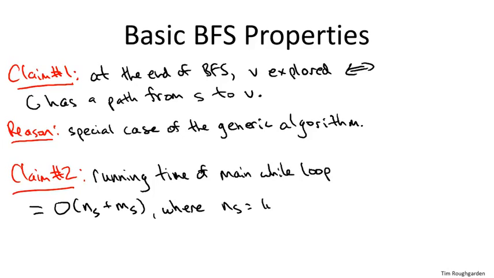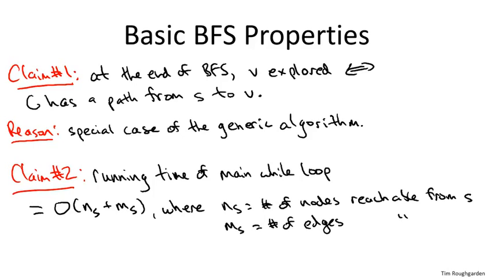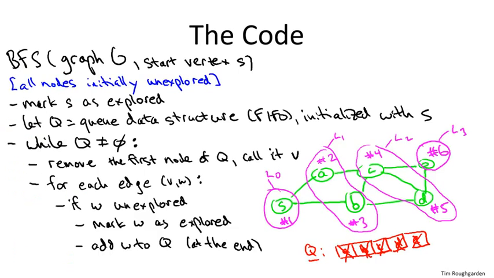The running time of the main while loop, ignoring any pre-processing or initialization, is proportional to what I'm going to call NS and MS, which is the number of nodes that can be reached from S and the number of edges that can be reached from S. The reason for this claim becomes clear if you inspect the code, which we'll do in a second. So let's return to the code and tally up all the work that gets done. I'm going to ignore this initialization and just focus on the main while loop.